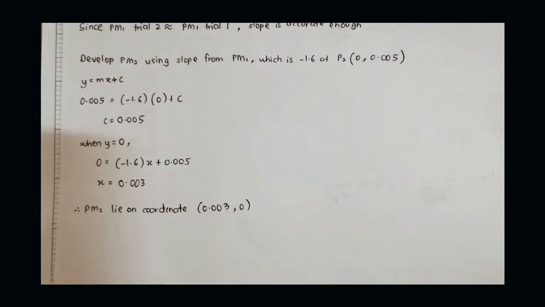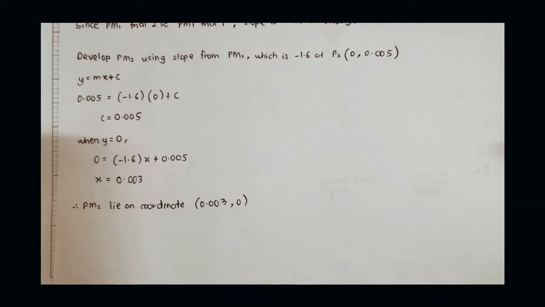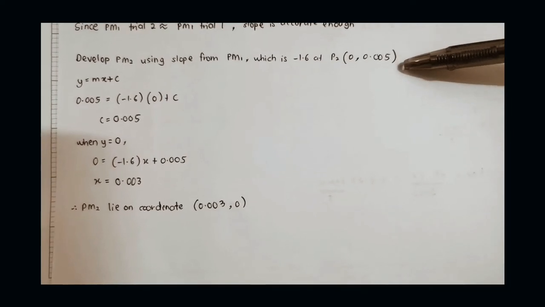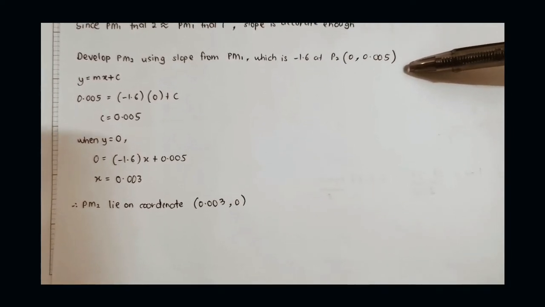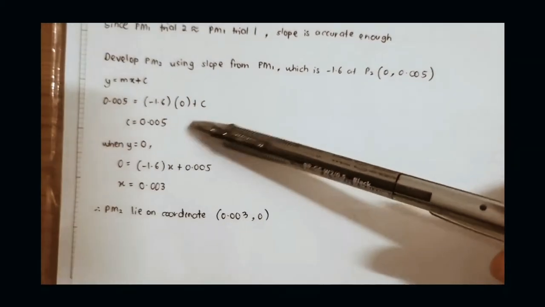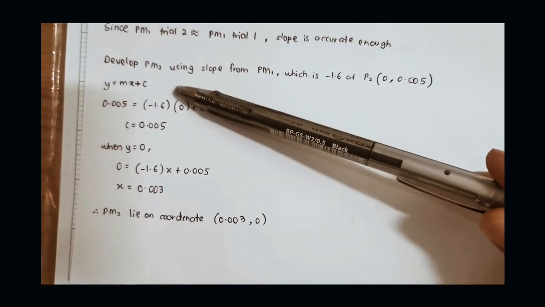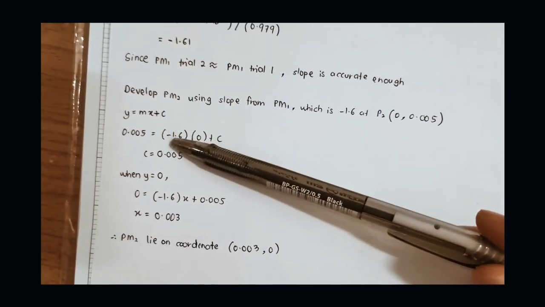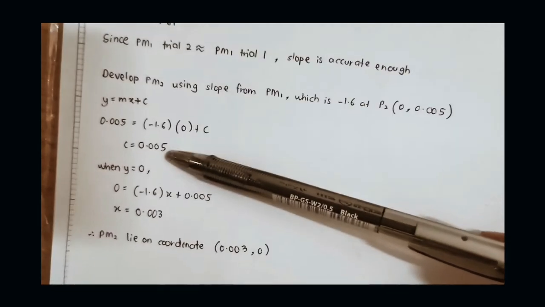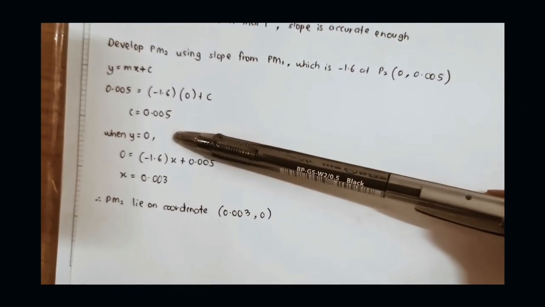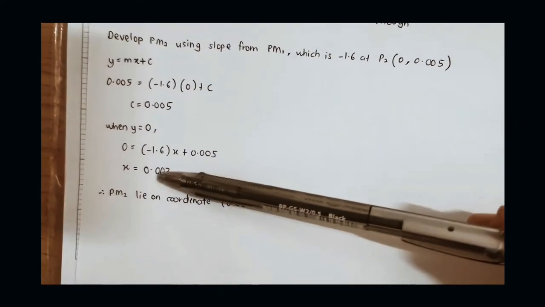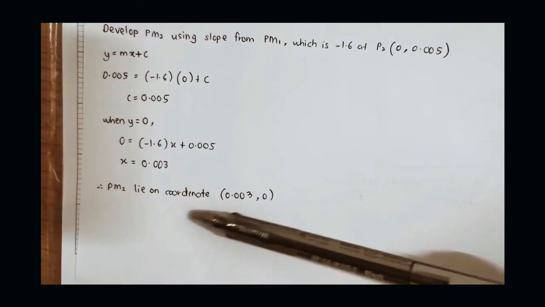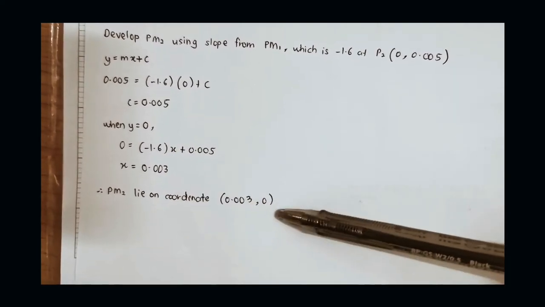Next, we want to find the second slope by using the first slope, which is negative 1.6, at point 2 with the coordinate 0, 0.005. So we just use this linear equation y equals mx plus c to calculate the y-intercept. Just substitute the y, m, and x and we will find c equals 0.005. And then when y equals 0, x equals 0.003. So the second slope lies on the coordinate 0.003, 0.